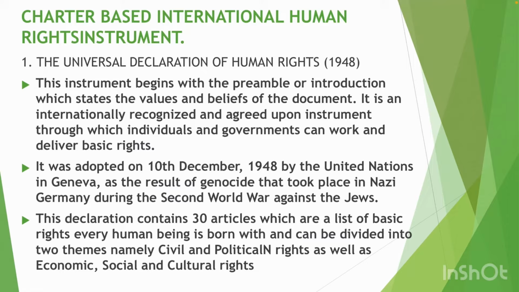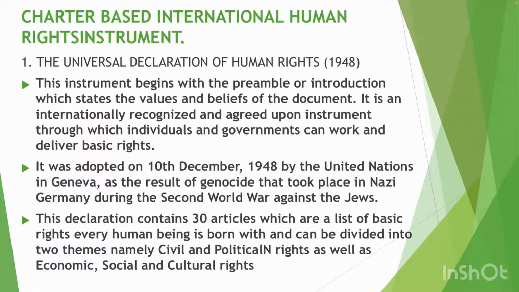So this instrument begins with a preamble. A preamble is simply an introduction. So this preamble states the values and beliefs of the document. It is an internationally recognized and agreed upon instrument. Look at this, it is internationally recognized. When you talk about the Zambian Bill of Rights, it only applies to Zambia. You cannot go to South Africa and say, no, Article so-and-so in our Bill of Rights says there is protection against torture or inhuman treatment, hence you are not allowed to mistreat me.